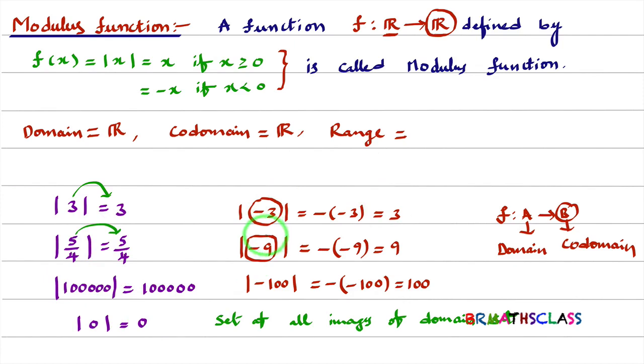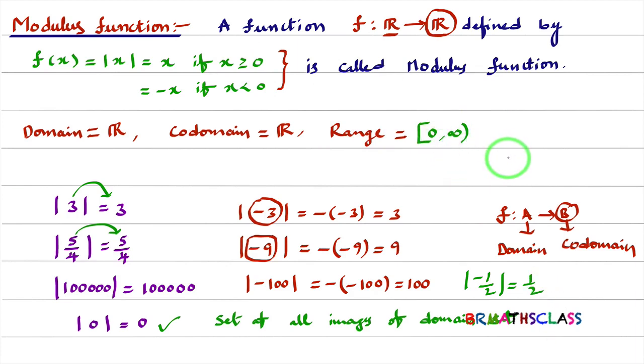Image of minus 9 is plus 9. Image of minus 100 is plus 100. Image of minus 1 by 2 is plus 1 by 2. What you understand here, all images are positive real numbers. So is 0 possible or not? Modulus of 0 is 0. So what is the range of this function? Range of this function is the closed interval 0 to infinity. That means all positive real numbers including 0.